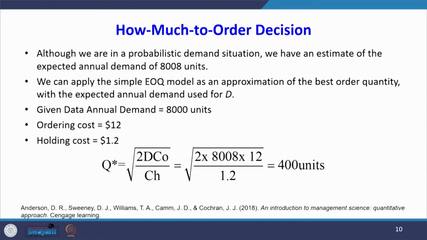Now, we have to decide how much to order. Although we are in a probabilistic demand situation, we have an estimate of the expected annual demand of 8008 units. How did we get this 8008 units? We know the weekly demand during the lead time, and we multiplied it by 52. So, we now have the annual demand. Now, we can apply the simple EOQ model as an approximation of the best order quantity, with the expected annual demand used for D for this distributor.